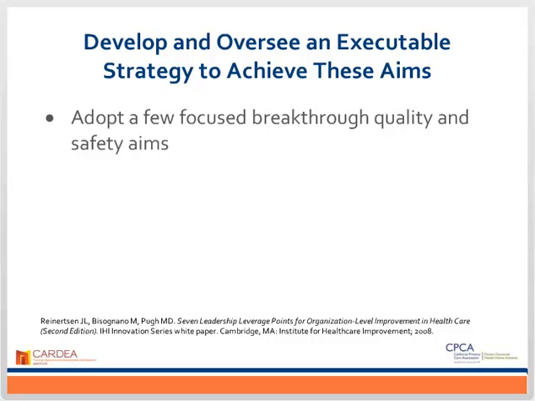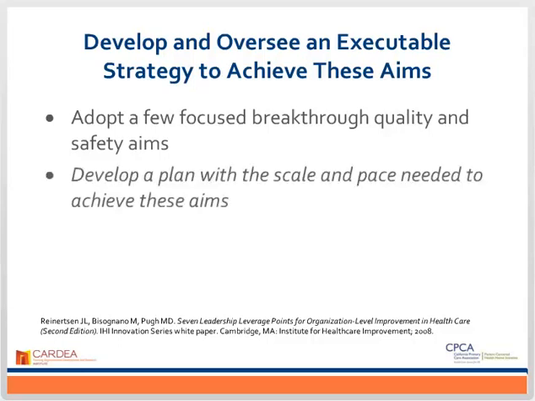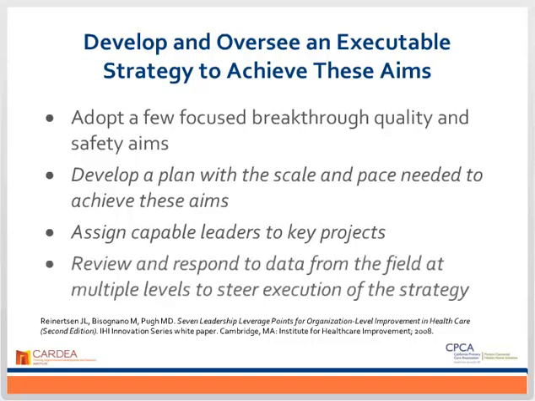These steps include developing a plan with the scale and pace needed to achieve the identified aims, assigning capable leaders to key projects to address both big picture and day-to-day issues and make sure they have dedicated time to lead these projects, and reviewing and responding to data from the field at multiple levels to steer execution of the strategy to answer the questions, are we executing our strategy? And if we're executing our strategy, is it working?